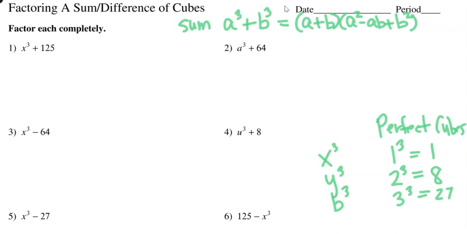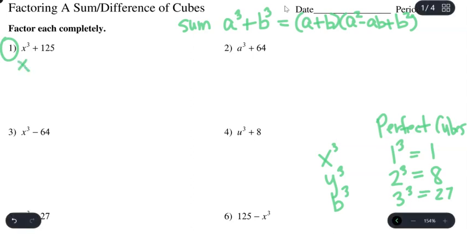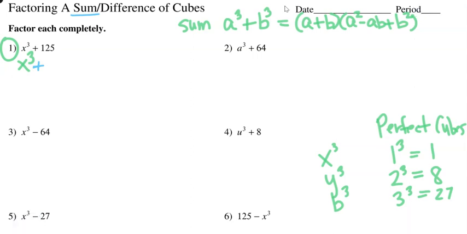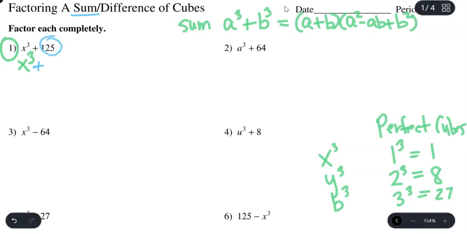So let's look at number 1. Now number 1 is a sum of two cubes because I have x cubed. It is a sum, which means it's addition. And then I actually have 125. Now 125 is a perfect cube. It is actually 5 cubed. So this fits the format of a sum of cubes. So I'm going to apply this pattern to factor this sum of cubes. So this is going to actually equal, the first factor is the two cube roots. So x plus 5.